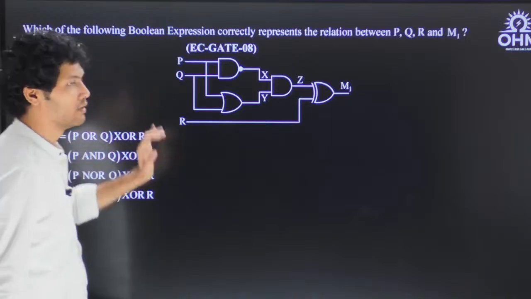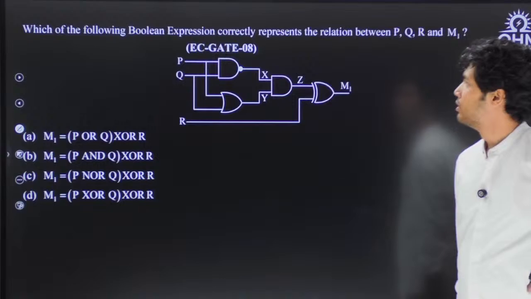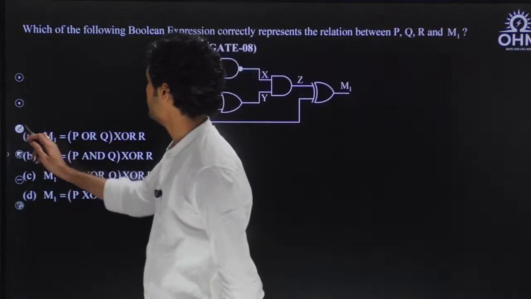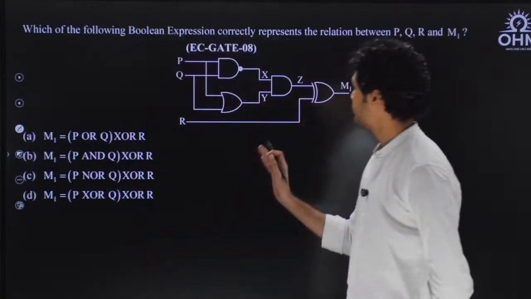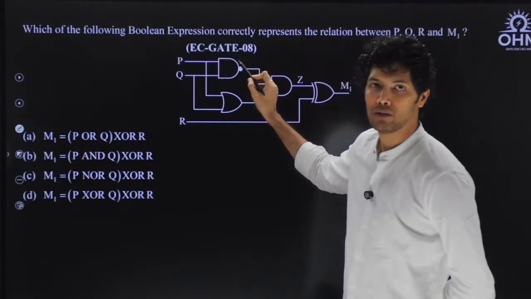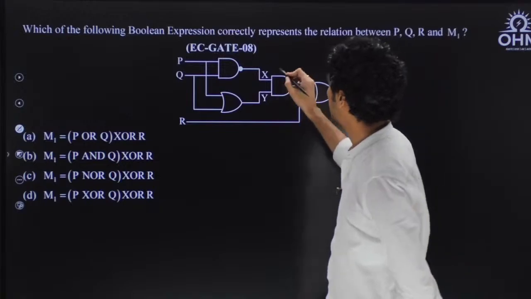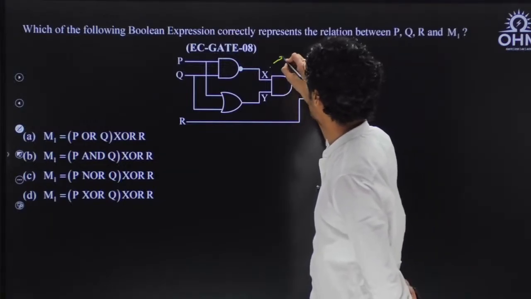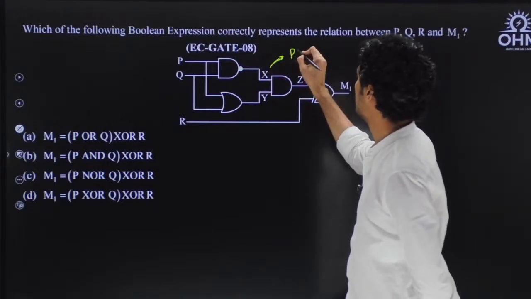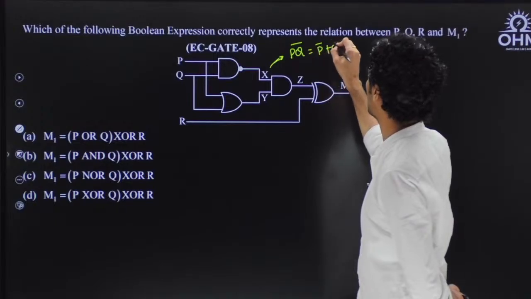Yeah, in fact, you can use this method for this question. Please solve this question. Half of the question you can solve on the board itself. By the way, whenever you see this symbol, it is a bubble, and hence it indicates NAND operation. So what is x now? X is basically NAND of PQ. So this is PQ whole bar, which is equal to P bar plus Q bar.